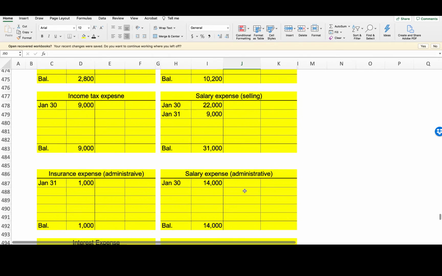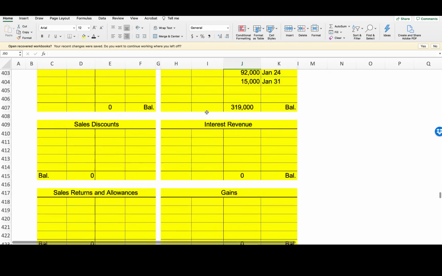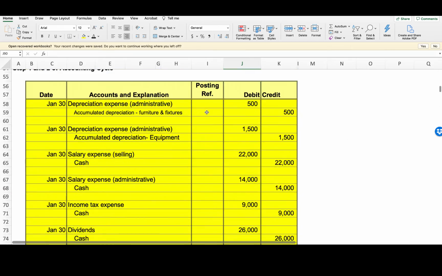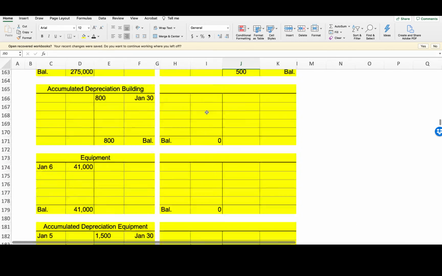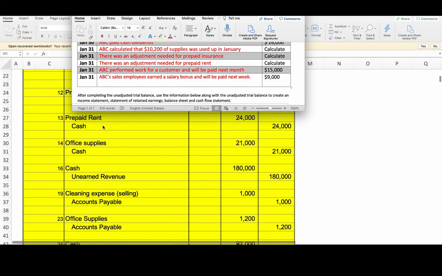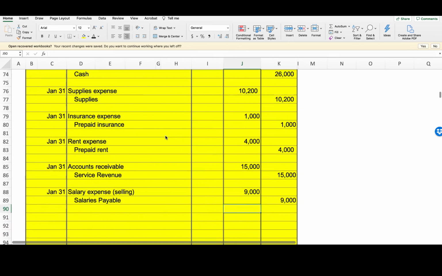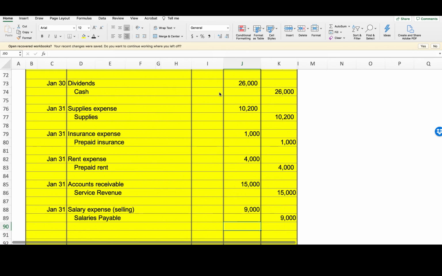and I'm going to debit salaries expense for 9,000, because it's the selling, and then I'm going to credit salaries payable, when I find the liability account, for 9,000. So remember, these are the salaries we'll pay to the sales employees. So I'm debiting salaries expense selling. Okay? And that is our adjusting entries. All right. So I'll come back and do videos for the remaining steps.